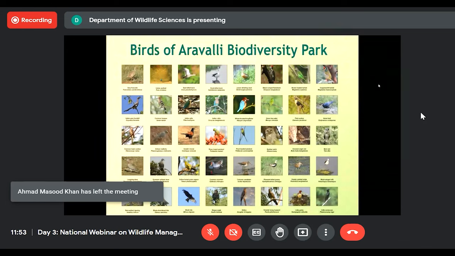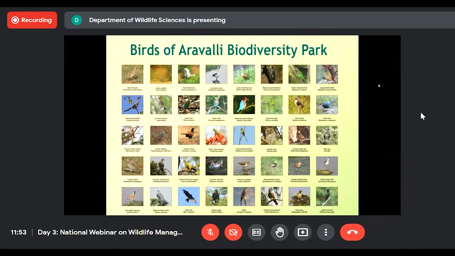Then birds of Aravalli Biodiversity Park. Almost 215 bird species were recorded, including some passage migrants, resident birds, and winter migrants. Delhi used to be one of the best passage migration spaces in the past, but due to developmental activities, you finish the wildland, so they were not coming.